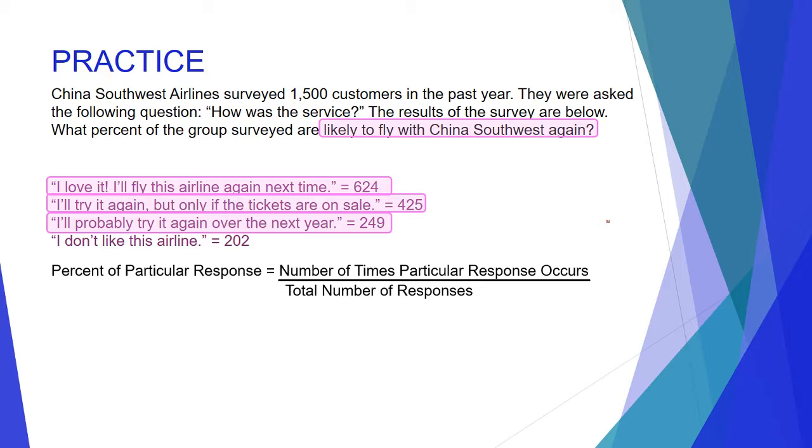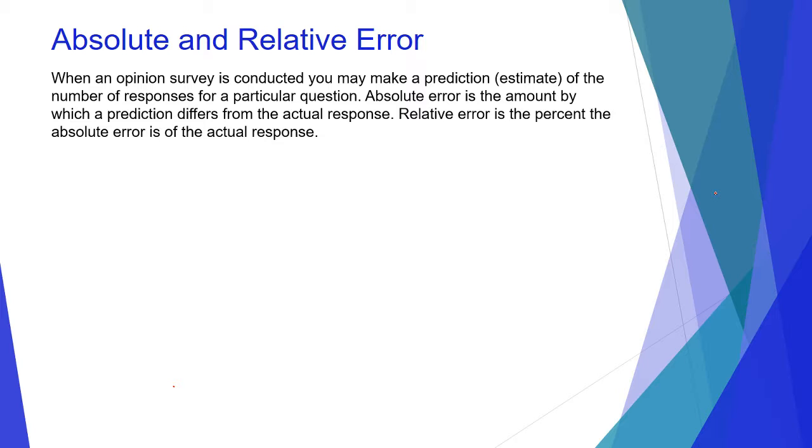Now we're going to do absolute and relative error. So when an opinion survey is conducted, the marketing department for Cold Stone, Starbucks, whatever, like to make a prediction or an estimate of the number of responses for a particular question. Question could be, how would you rate this drink? For example, from 1 to 5. They can make a prediction, they'll give a number, 100 people will rate this as a 5, etc.